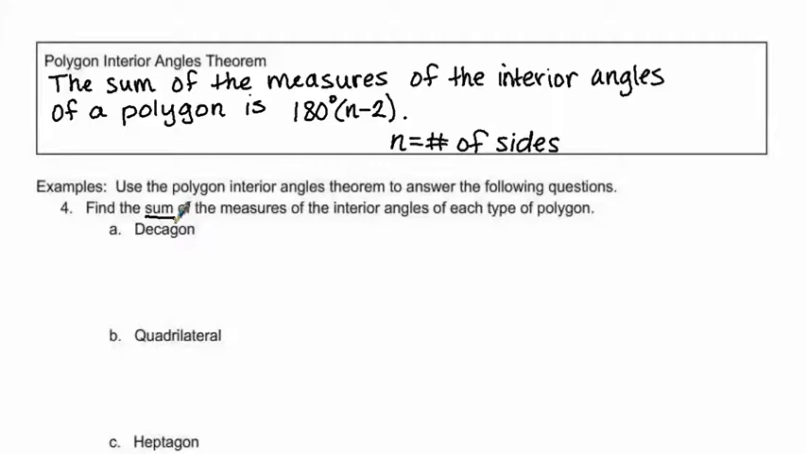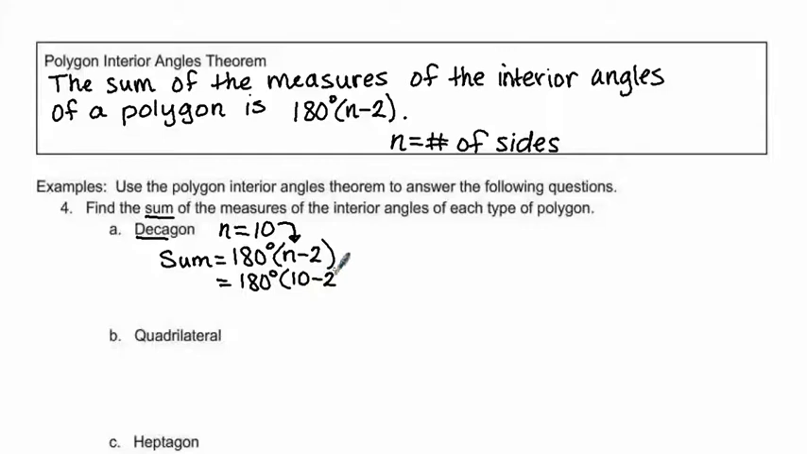So a decagon to begin with. Remember what deca means? Like decade. That tells us n is 10. So we go to our formula. The sum equals 180 degrees times n minus 2. And we're simply going to substitute this 10 in place of n. So 180 degrees times 10 minus 2, which we all know to be 8, hopefully. And then we simply multiply. 180 degrees times 8, 1,440 degrees.